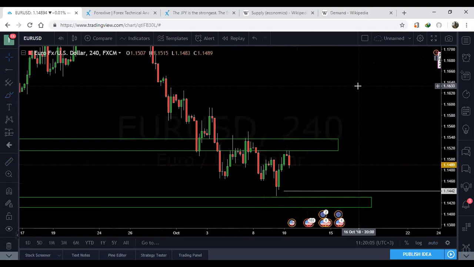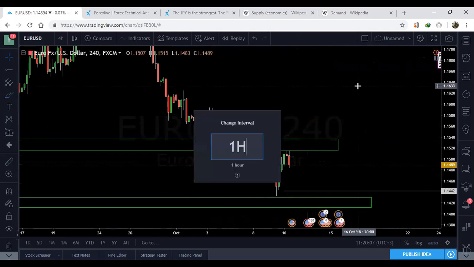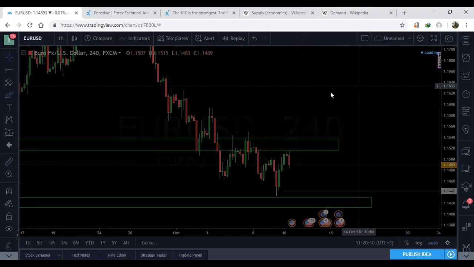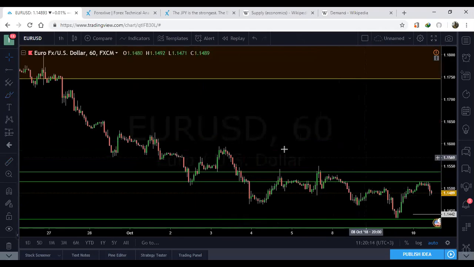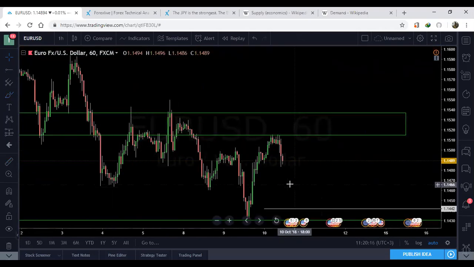So what do the 1 hour time frames say to you? Remember, we are intraday traders. Small time frames matter to us more than anything else. So in the 1 hour, I'm not going to draw any big lines or something like that, but I'm just going to show you. So coming here, we see that this is also a supply zone in the 1 hour.